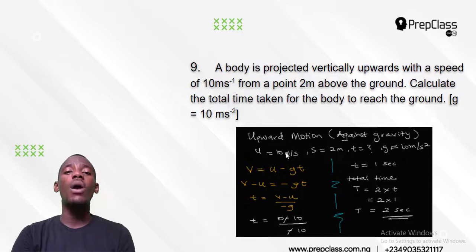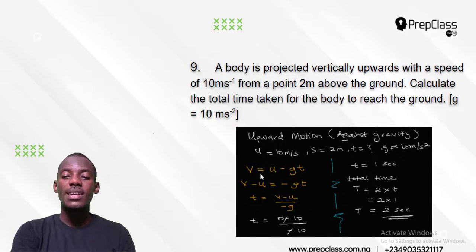Now since it's an upward motion, it is against gravity, so the equation of motion that you use will have to be negative, and therefore the equation to use is v equals u minus gt. Why? Because this equation has all the parameters in the question. There is a v, final speed is 0. There's a u, initial speed is 10. Then there's a g, that's 10 meters per second squared. And then my time is t. Okay, so I can use this one.